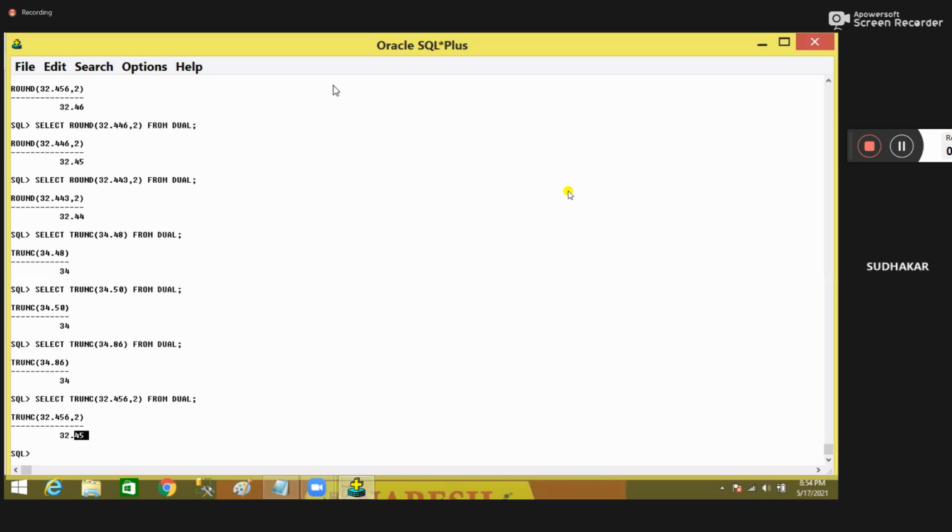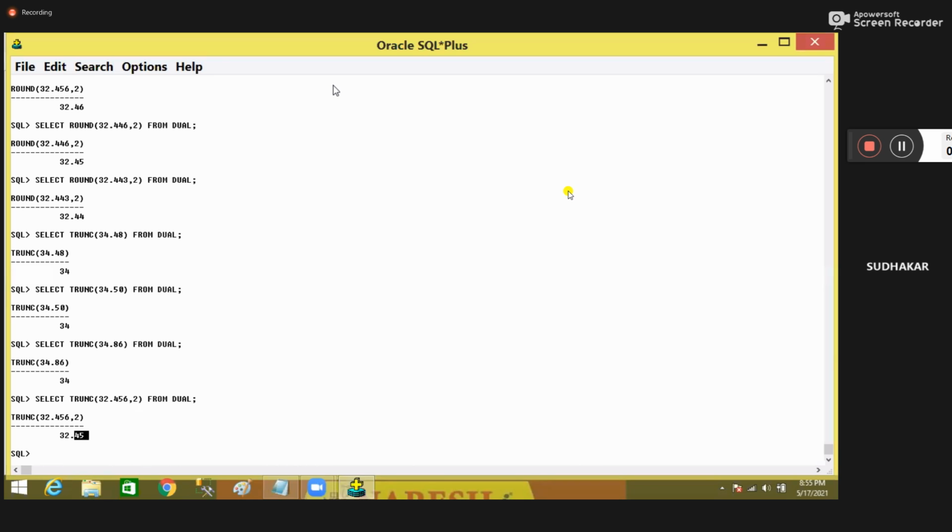So what is the difference between round and trunk? The round function takes approximately the nearest values. 0.5 is considered by the round function, and based on 0.5, the nearest value is taken approximately. But the trunk function does not consider 0.5. Whatever values are there, those values only are taken. It is not adding 0 or 1. Nothing is considered; trunk means exactly what it is, that only is taken.